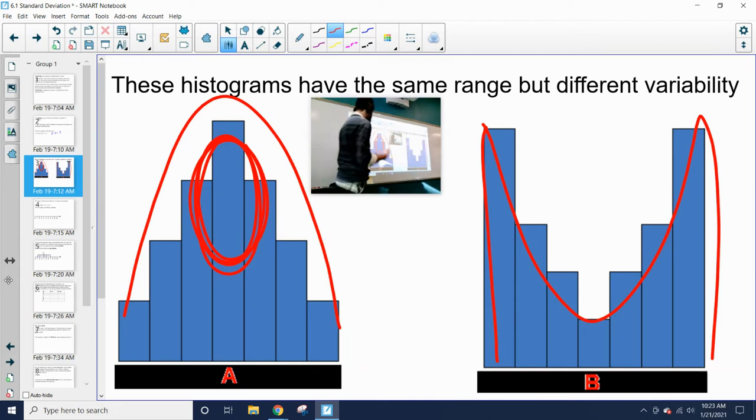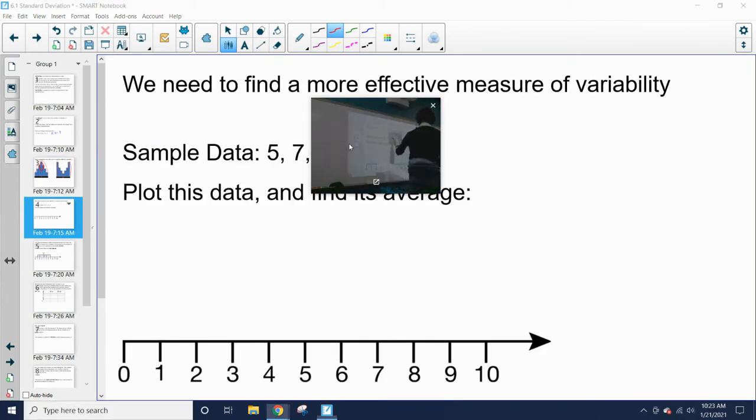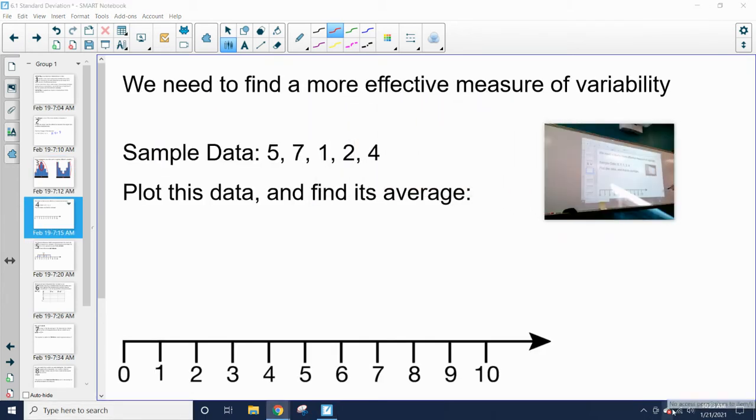So we're going to talk about something called standard deviation. Standard deviation is a great way of showing variability, and it's a much more effective method. So let's start off with the sample data. We have 5, 7, 1, 2, and 4.